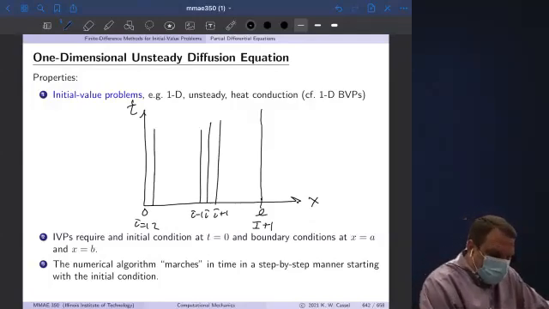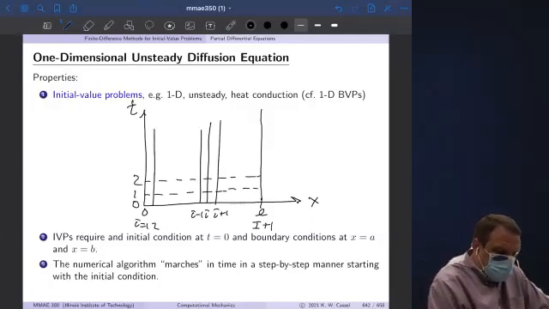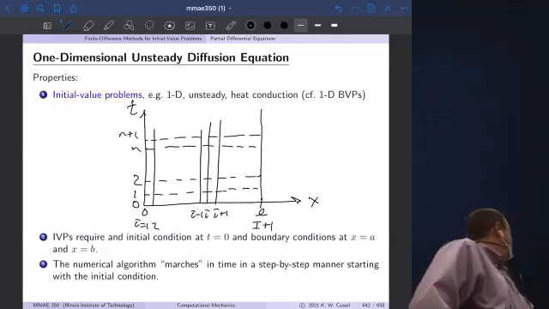But now I also have time. So we start off at time equal to 0, and we're marching forward in time. So 1, 2, and then generically we have a time step n, and then the next one is n plus 1, and we just keep progressing forward in time.